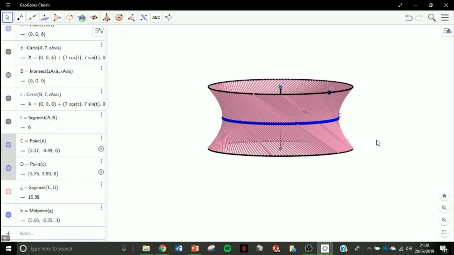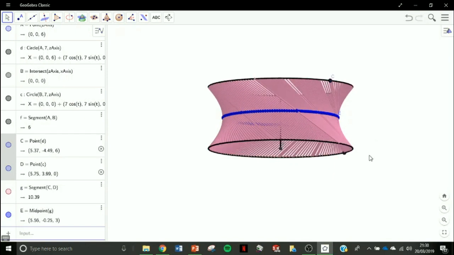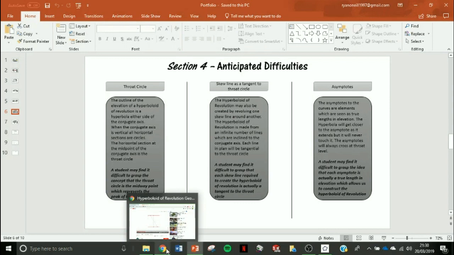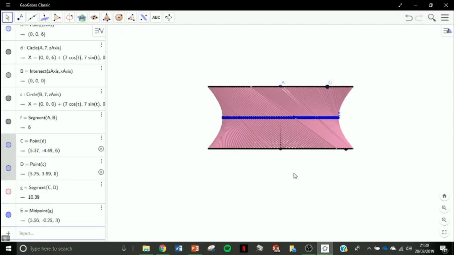So, to go back to the anticipated difficulty, students may find it hard to grasp the concept that the throat circle is the midway point which represents the peak of the hyperboloid of revolution. So going back to the GeoGebra, we can see that our line, which is actually our throat circle, is the peak of the hyperbola from this point here to this point here.